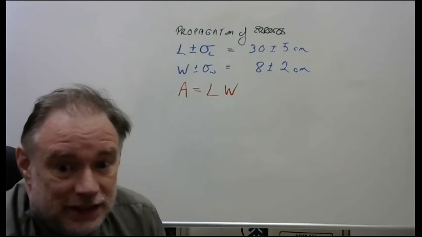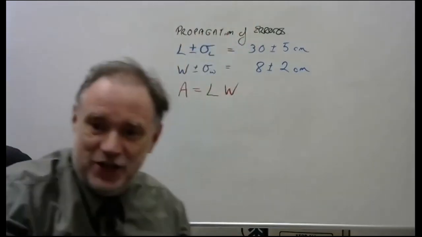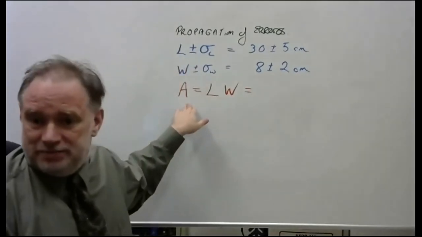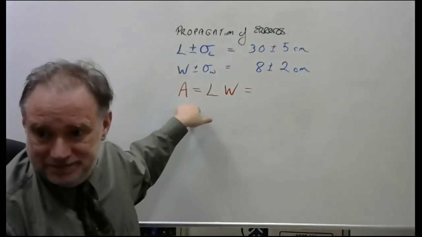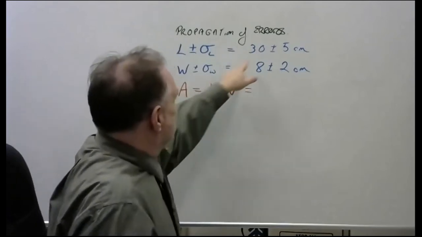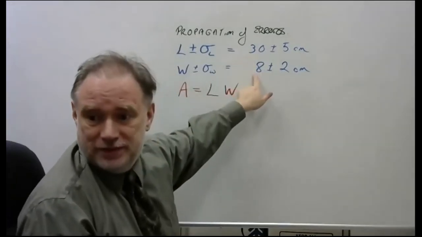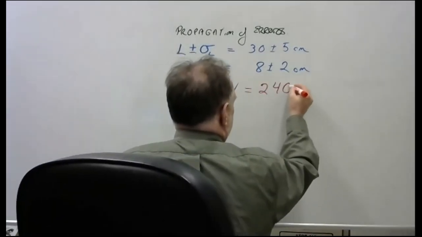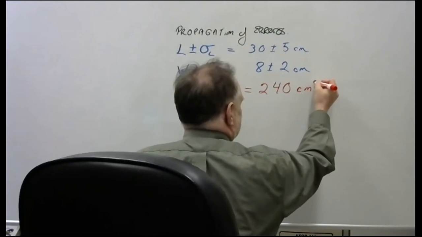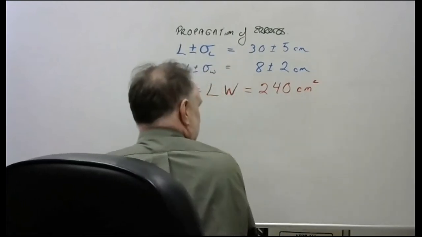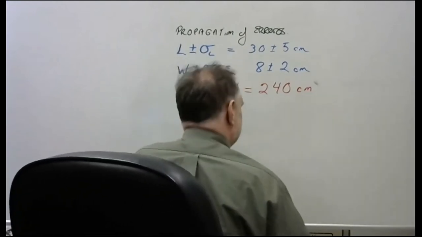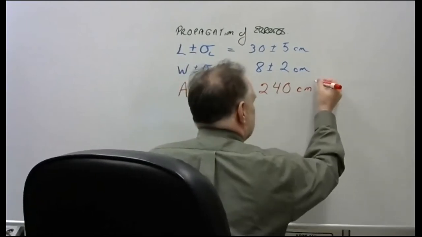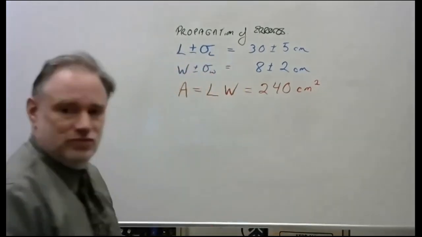30 times 8. Yes, that too is correct. When you're just calculating the number, you don't worry about the uncertainties. I'm just calculating a number. Here's my number for length. There's my number for width. That's it. 240. And I'll keep my units centimeters squared. There you go. So when you're just calculating the number, you just do that.